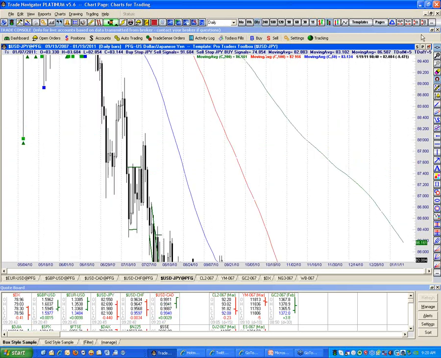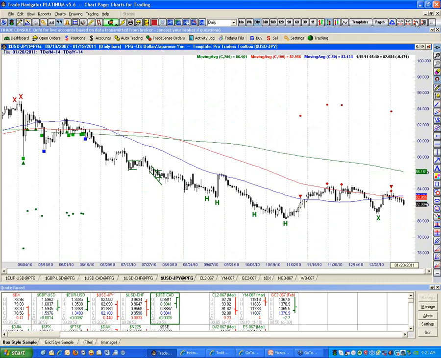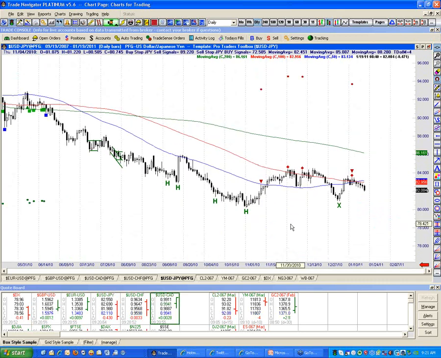If you look at, whoops, let's move this to here. There we go. On a daily time frame, you can see it's a little bit more accurate with regards to finding the buys and sells here in the last few months.